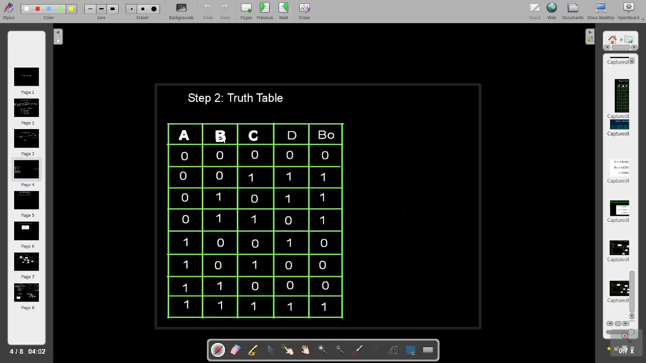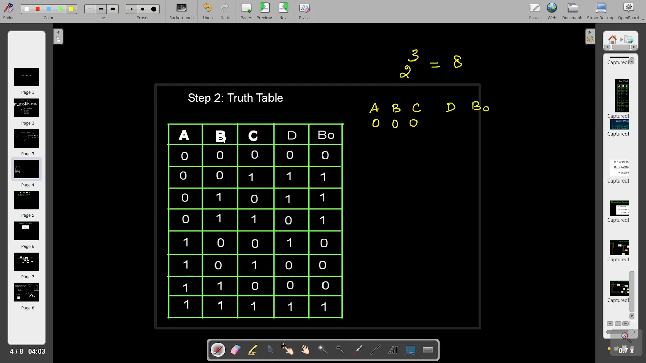Now we are going to derive this truth table. And how do we obtain this truth table? Here we have three inputs, so that 2 power 3 input combinations are possible. That means 8 input combinations. So we start from this 0, 0, 0 for A, B, C, and then we will be getting this D and B naught as the output.